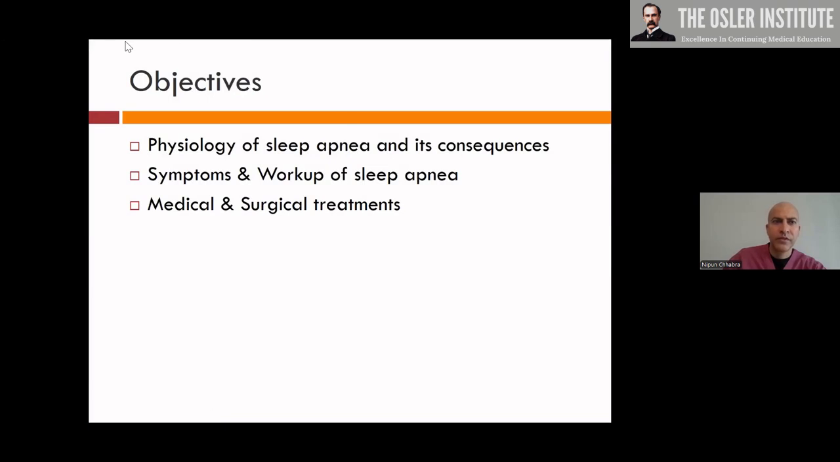All right, so these are the objectives of our talk. We'll go through the physiology of sleep apnea, its consequences, symptoms, and workup, and then we'll spend some time discussing medical and surgical treatment.